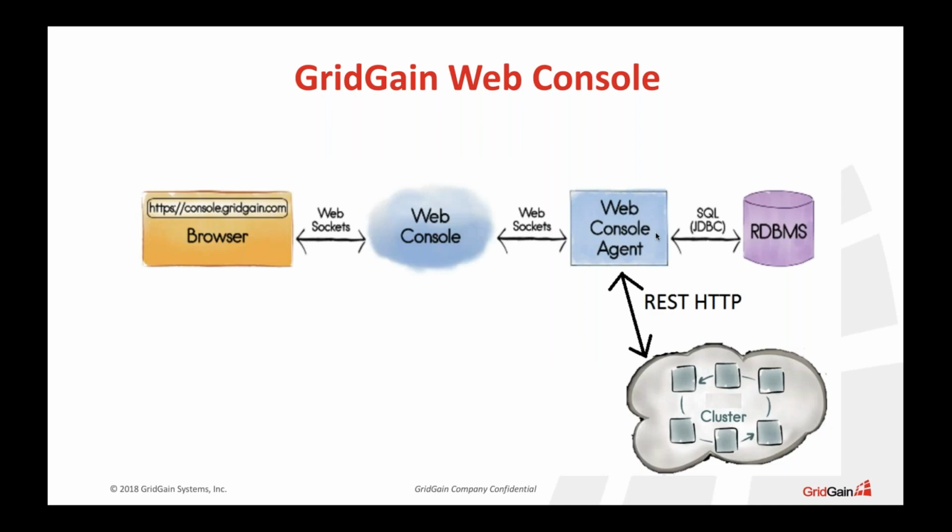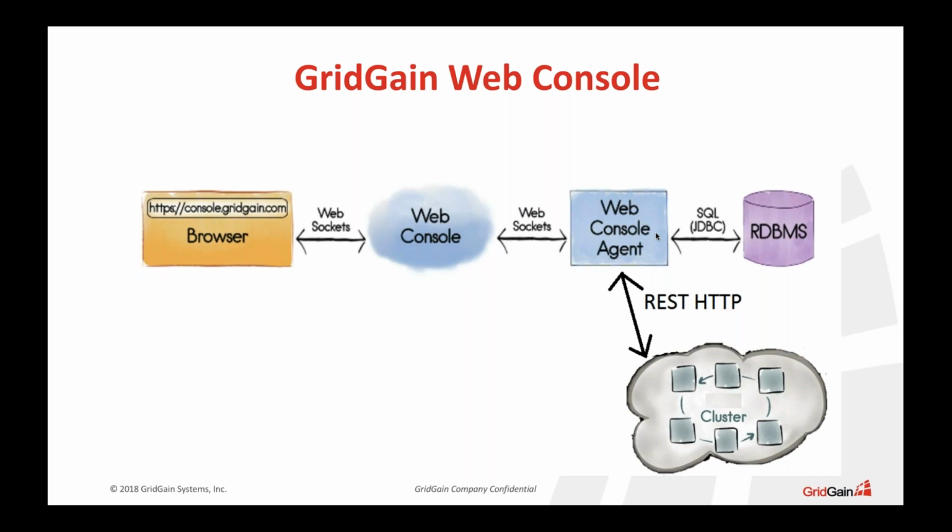Let's look at a top-level architectural diagram of how web console works. Web console agent is a separate program that connects to the Ignite cluster over the REST HTTP protocol. The web console agent needs to be downloaded from the web console server. The cluster should be started with the Ignite REST HTTP library. You have to remember that the web agent sends and collects information from the grid to the web console. So basically, the web agent plays a proxy role in communication between the web console and the grid installation.